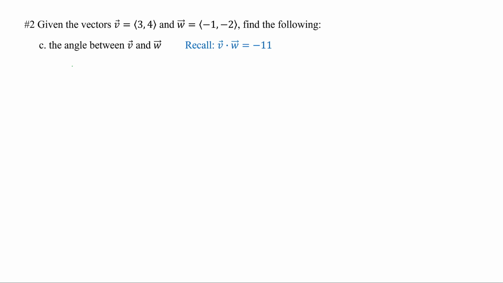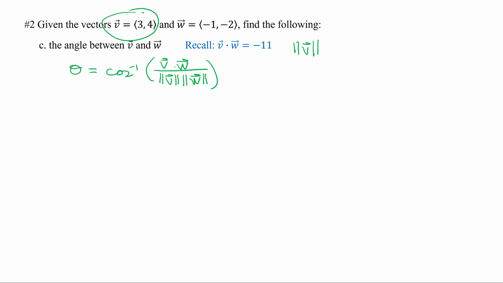Well, we found a minute ago that to find the angle between the two vectors, we take the cosine inverse of v dot w divided by the magnitude of v times the magnitude of w. Well, let's see if we can find the magnitude of v. Right here is our vector v, we'd take the square root of 3 squared, which would be 9, plus 4 squared, which is 16. We get the magnitude of v is equal to the square root of 25, which would give us 5 there.